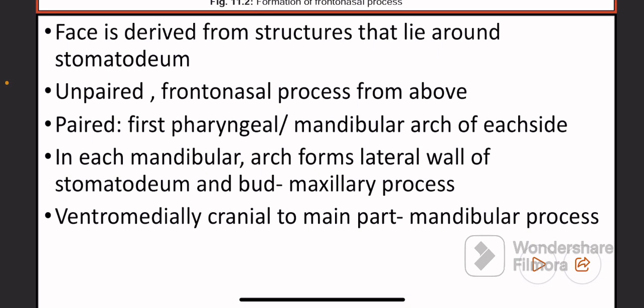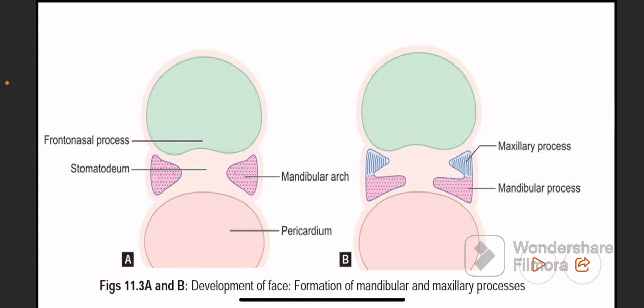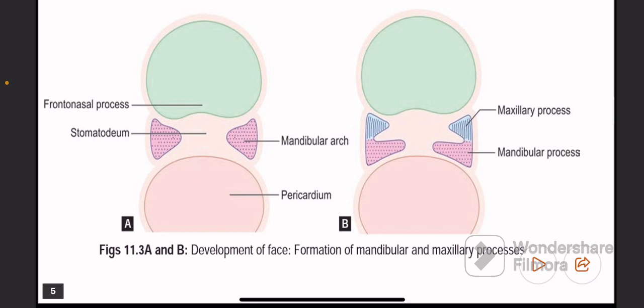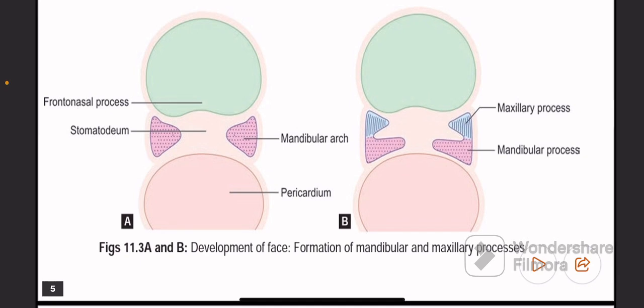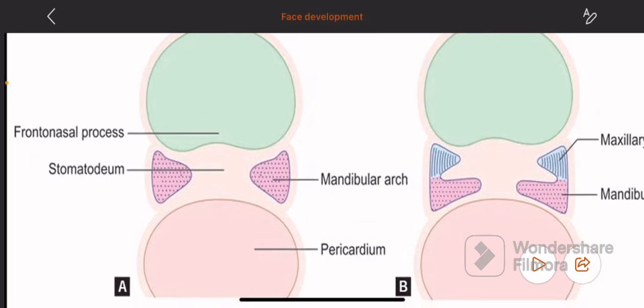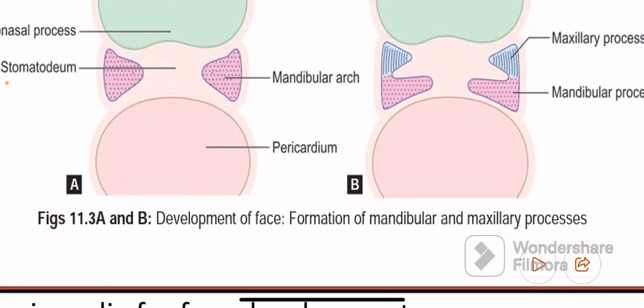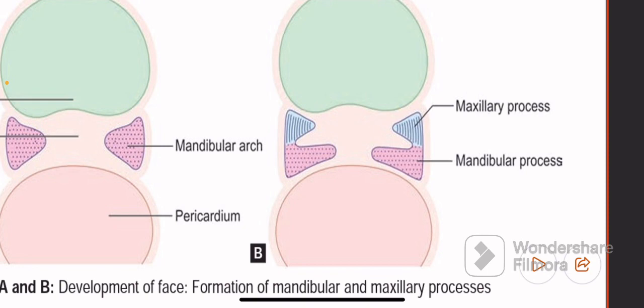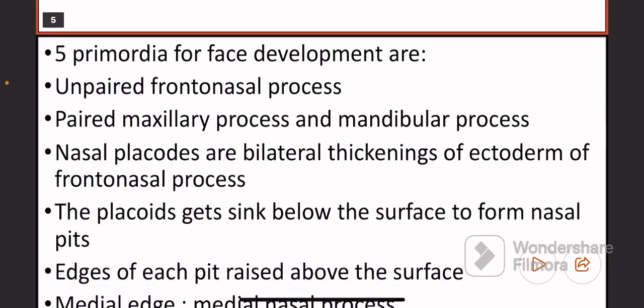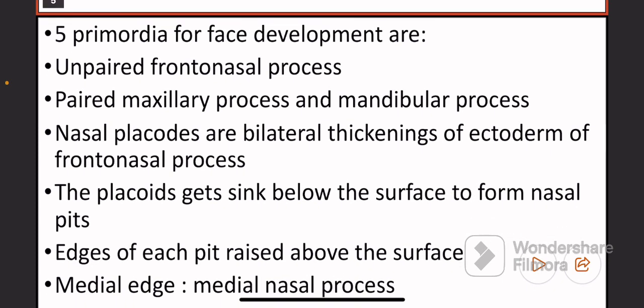You can see in the diagram here in green color the frontonasal process, and downward there is the pericardium. In between these two there is the stomatodeum, and on the lateral side a mandibular arch, which further forms two processes, that is the maxillary process and the mandibular process. Okay, now we have the primordia for the face, that is the frontonasal process, and maxillary and mandibular processes. Then we are going to discuss how the medial and lateral nasal processes form.